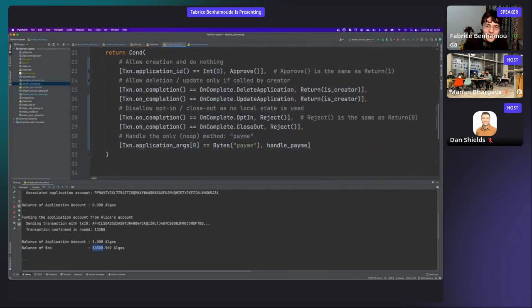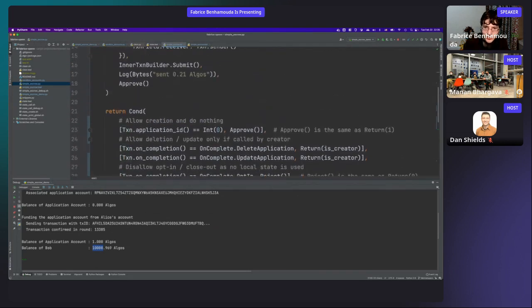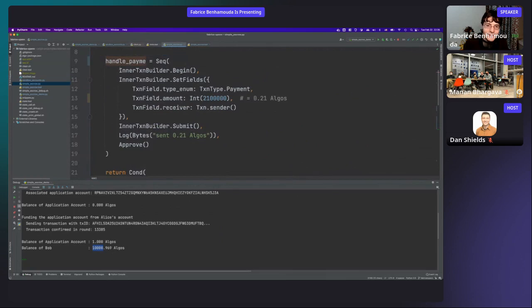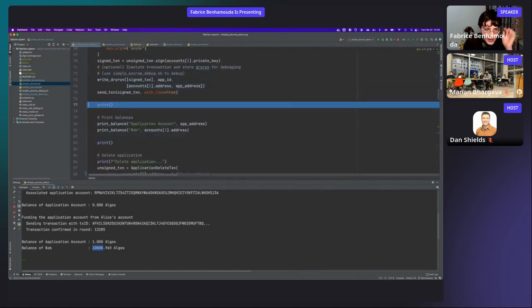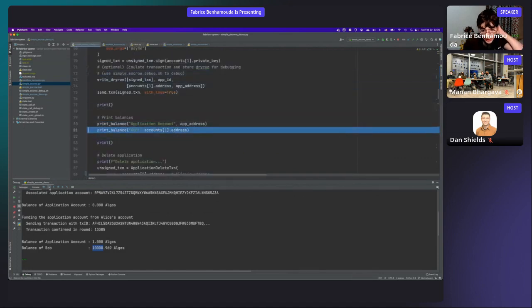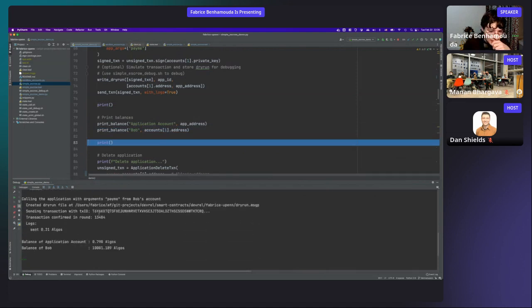Once the transaction is sent, it will execute the smart contract that we have seen here. It will realize that my application argument is "pay me". It will execute handle pay me, and it will issue a 0.21 algo transaction to Bob. And now if I print the balance of Bob, it has 0.21 more algo, and the balance of the application account has 0.21 less algo.